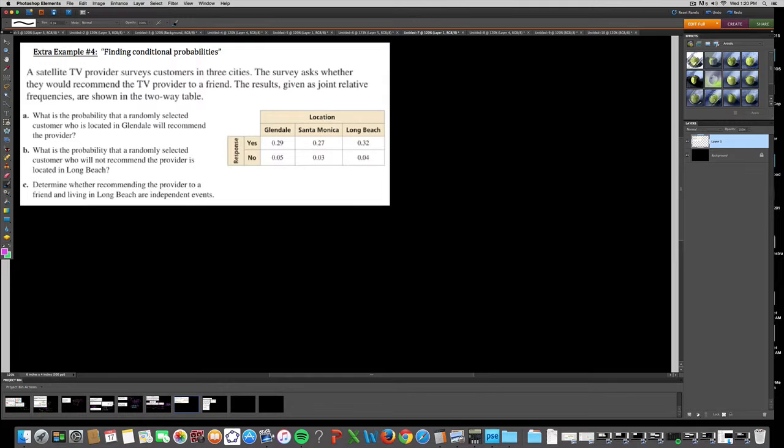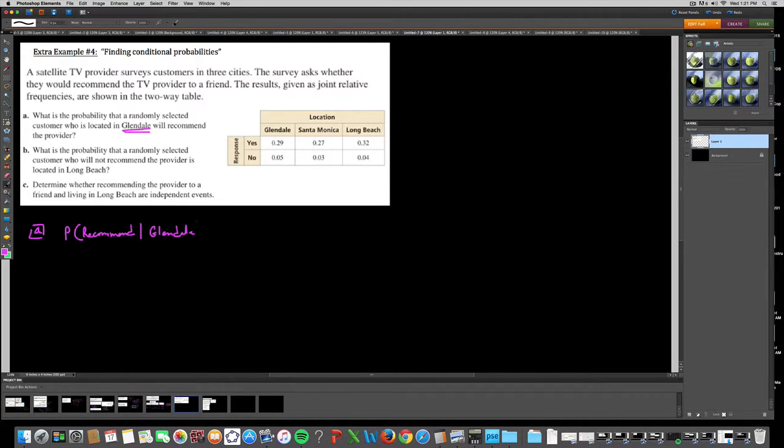So when we look at these probabilities, starting with letter A, it says, what is the probability that a randomly selected customer who is located in Glendale will recommend the provider? Well, the first thing we want to do is write down our probability. Because they're already located in Glendale and we're asking how likely it is that they will recommend, we're looking at a conditional probability. So essentially we're going to say, what is the likelihood that yes, they're going to recommend, given that they are from Glendale.